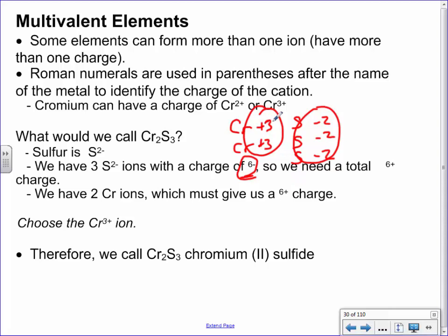But chromium could have been a 2 version. If it was the 2 version, that's not how this would fit together. If it was chromium 2 and sulfur, that would just be CrS, because this guy's +2, that guy's -2. So it actually makes a huge difference which one is which. The more familiar you become with which ones have more than one valence state, the faster you'll be at knowing whether you need a Roman numeral or not. Does that part make sense?